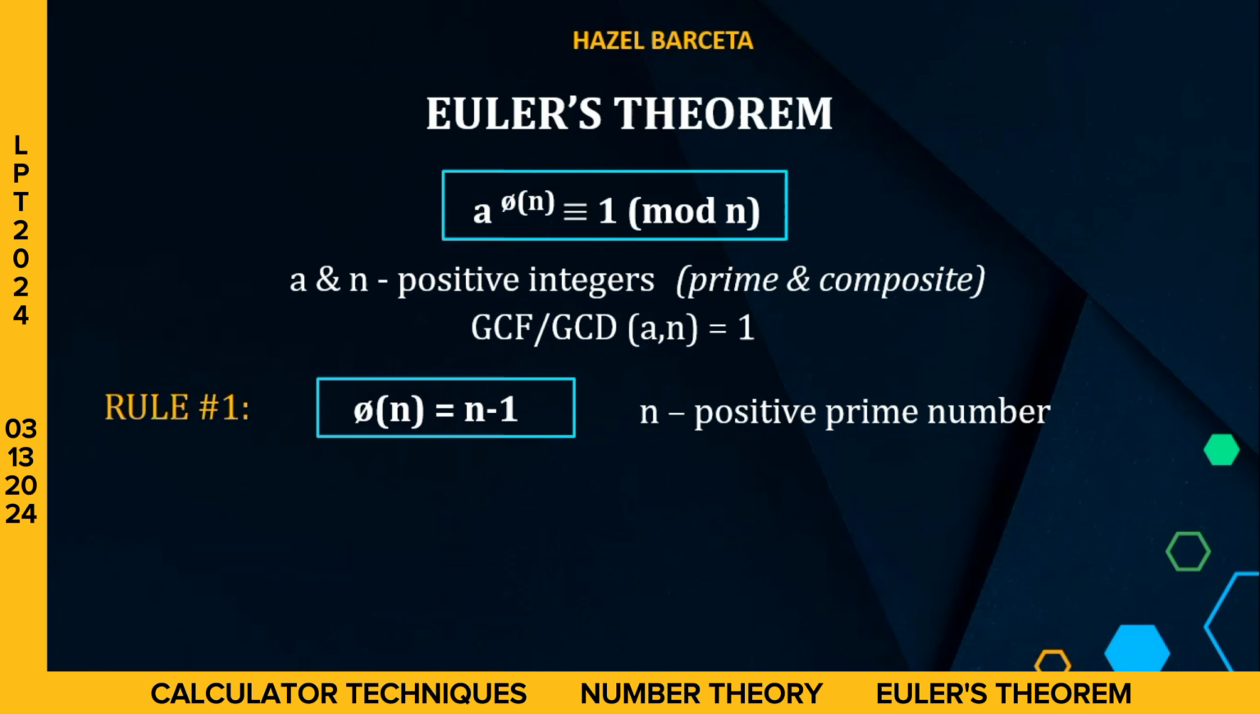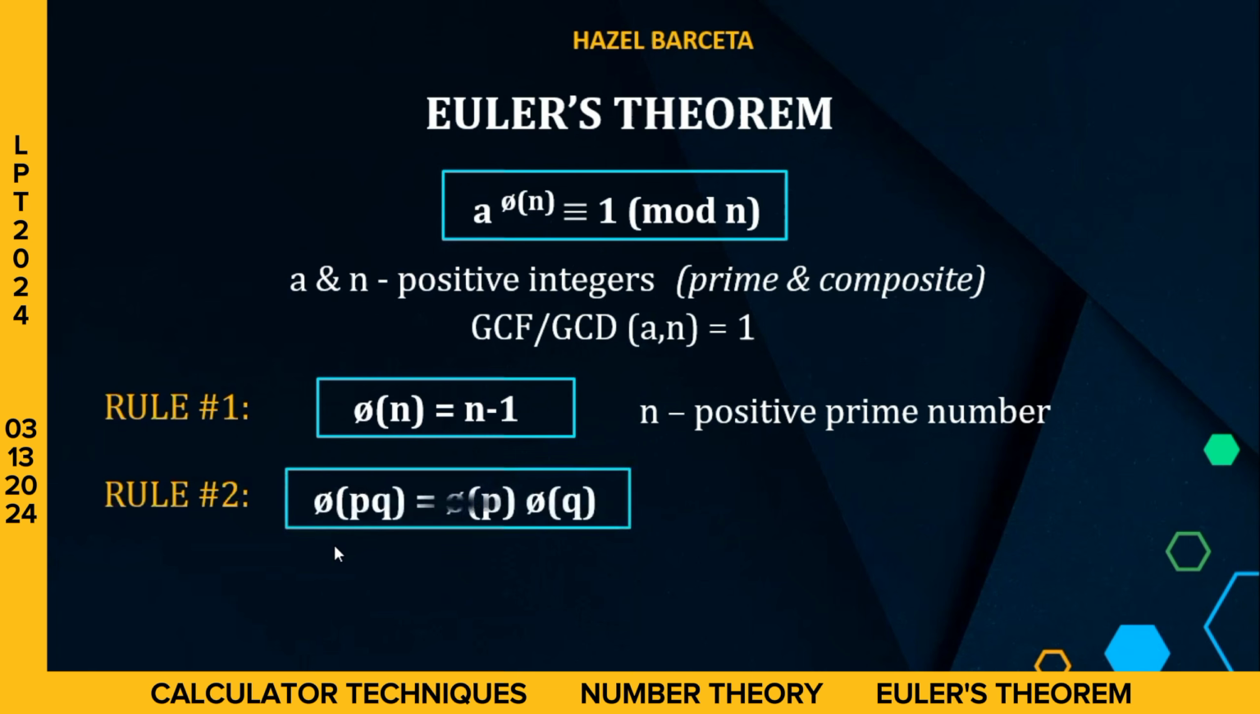Rule number 2, we have totient of PQ is equal to totient of P times totient of Q, where the GCF of P and Q is equal to 1. Hence, relatively prime din po.